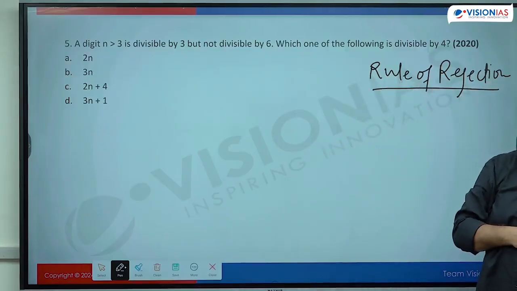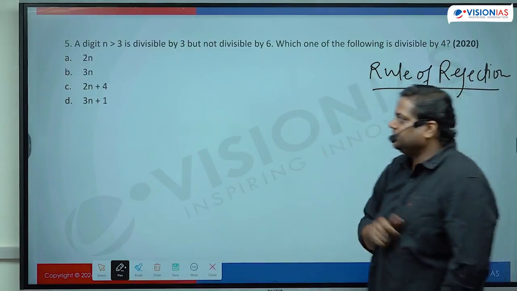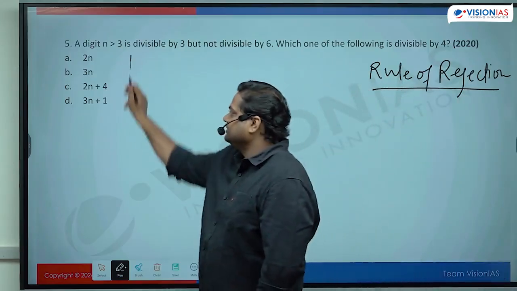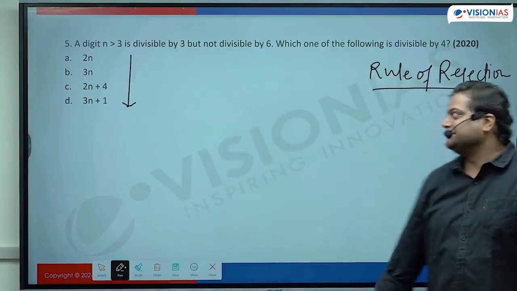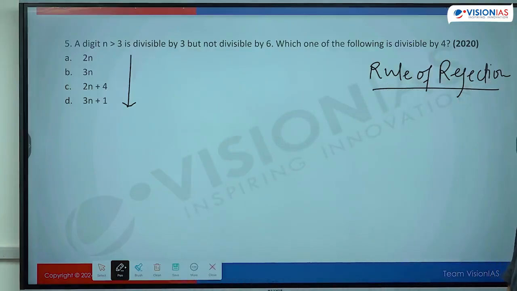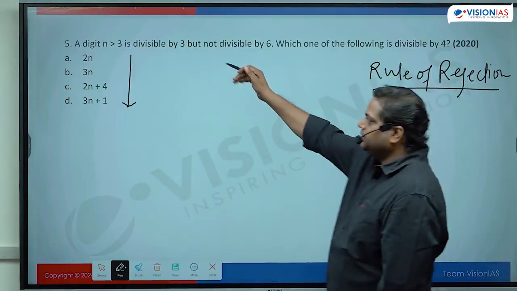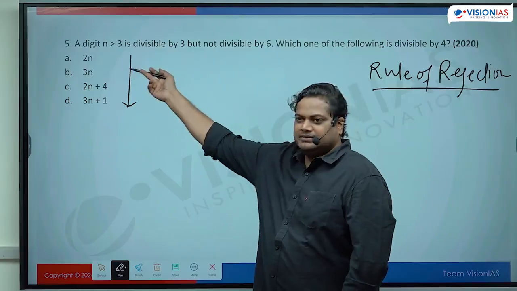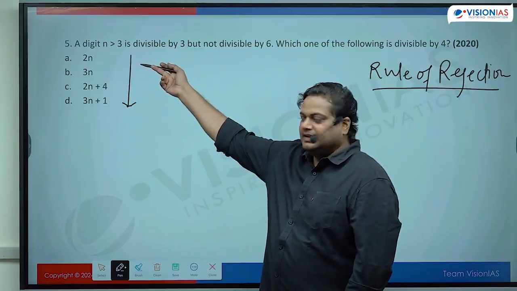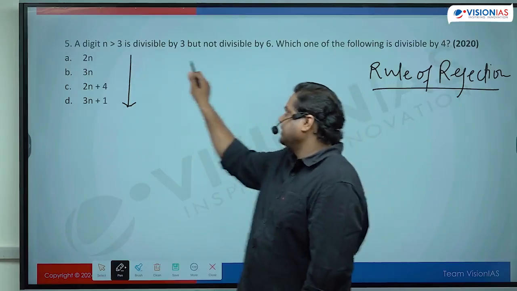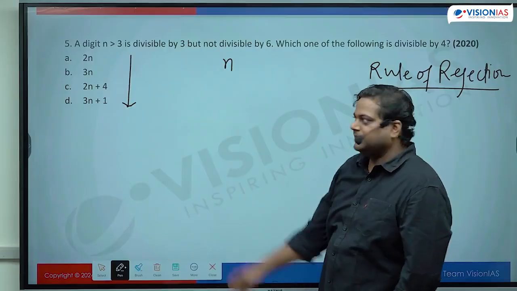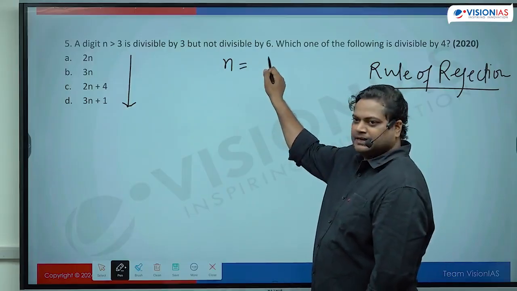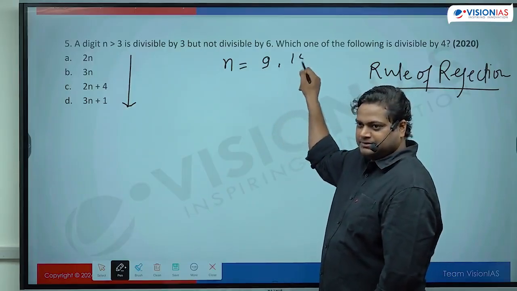We are having 4 options. We want to go with one. So reject others. C option. How it came? What can be this n then? N can be 9, 15 also.